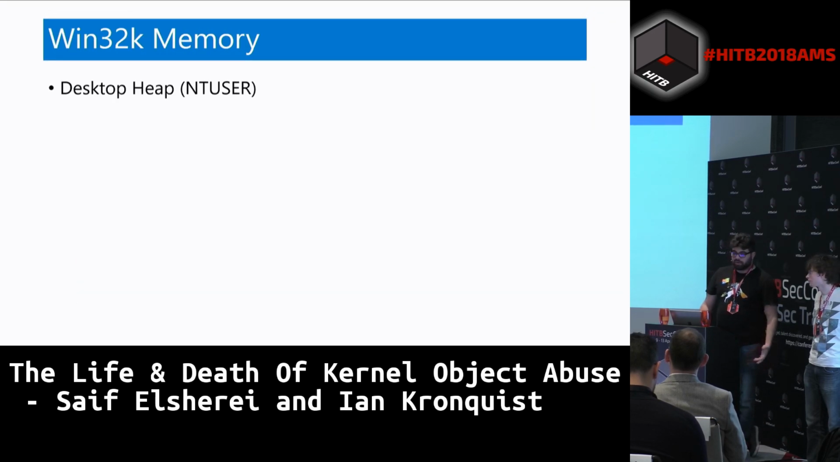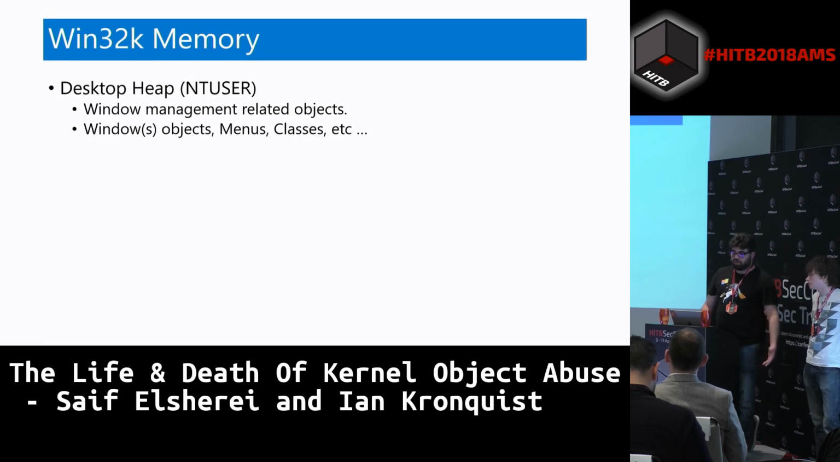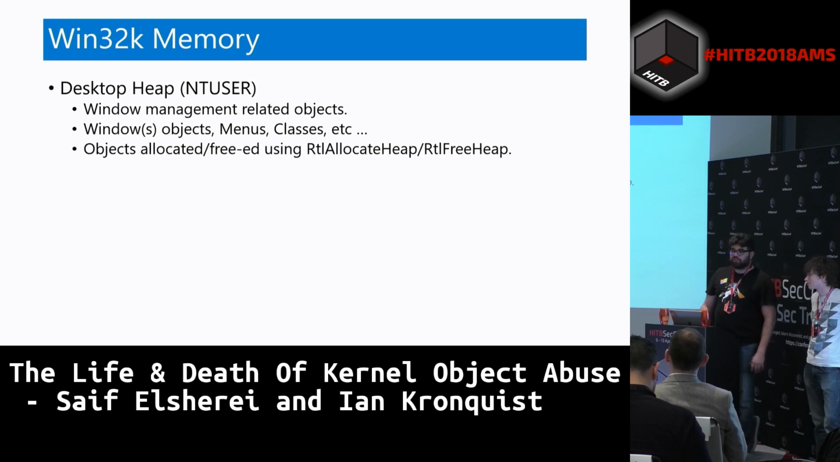So Win32k memory has several types of memory. First is the desktop heap, which contains win32k-user objects, or it's dubbed Win32k-user. It contains window management-related objects. You all know window objects, menus, classes, and such. And objects are allocated and freed using RtlAllocateHeap and RtlFreeHeap.